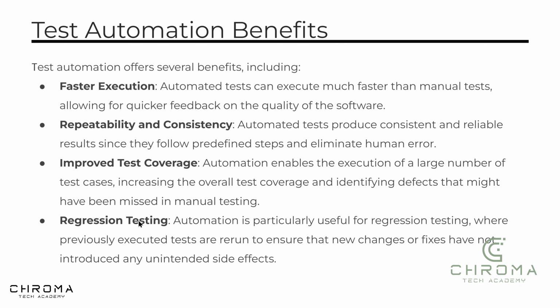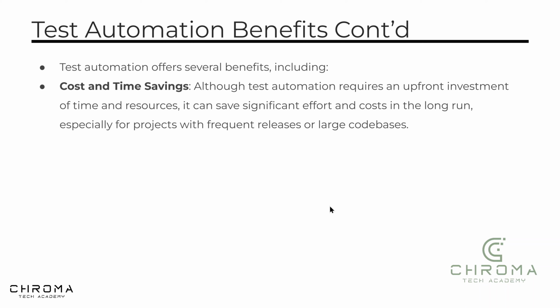A really big one here is regression testing. If you are in a project already, you may already know that regression testing can be very time consuming, especially for a very big project. So we use automation to help us. Automation is particularly useful for regression testing, where previously executed tests are rerun to ensure that new changes or fixes have not introduced any unintended side effects.